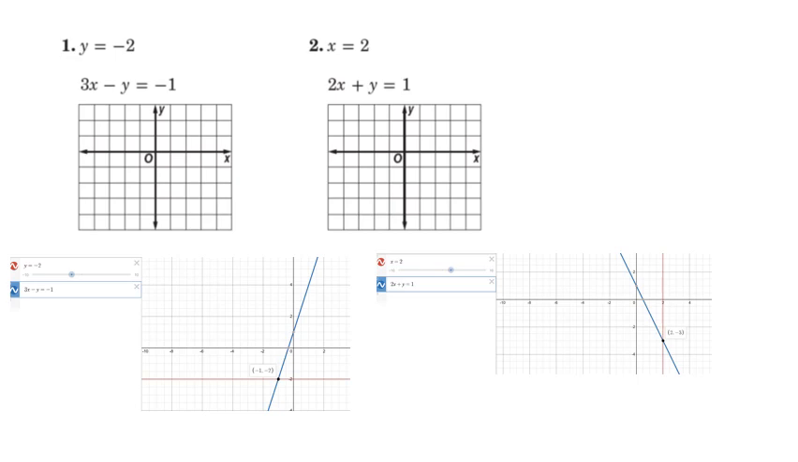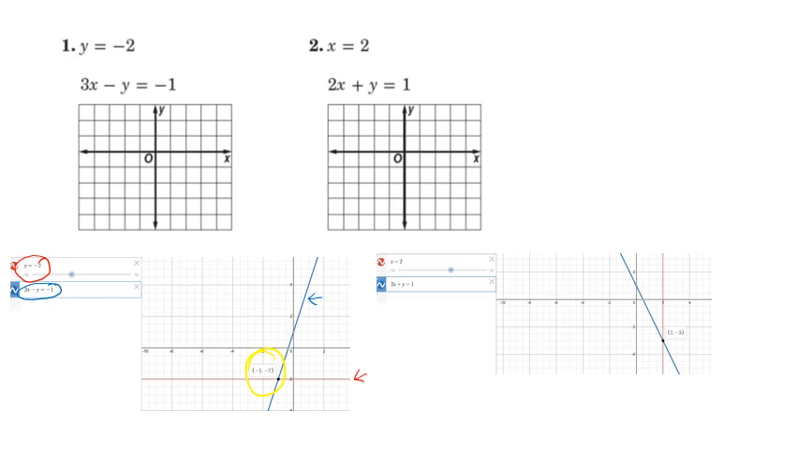We will use Desmos as a tool to help us graph our equations. If we look at this first example, I went to Desmos.com and I graphed y equals negative 2, and that's this line here. Those are all the points where y equals negative 2. And then I graphed this line here. Those are all the points where if I multiply 3 times x and subtract y, I get negative 1. And then my solution is here. The solution is where they overlap, which is negative 1, negative 2. So negative 1 and negative 2 work on both equations.